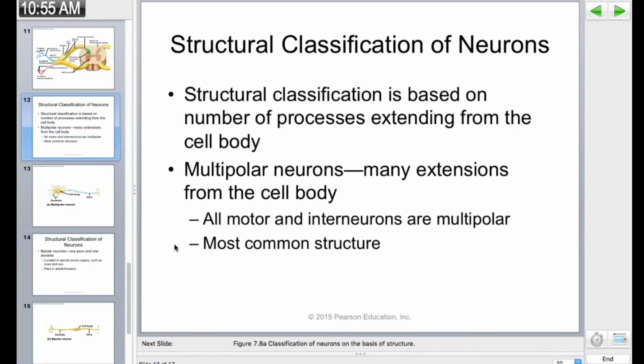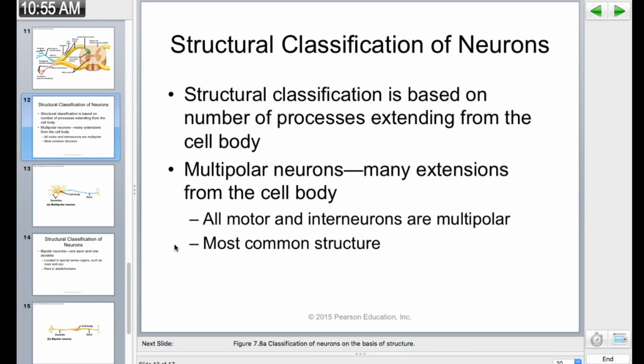All right, let's look at the structural classification of neurons. So we have the functional, which is what they do, but there's also different types of neurons based on how they look or how they're made. All right, you've got multipolar neurons, which have many extensions off of the cell body itself. You'll have bipolar neurons or unipolar neurons. Let's take a look at what we have.